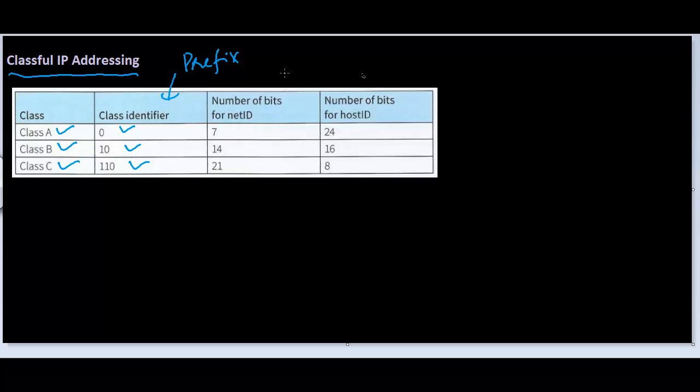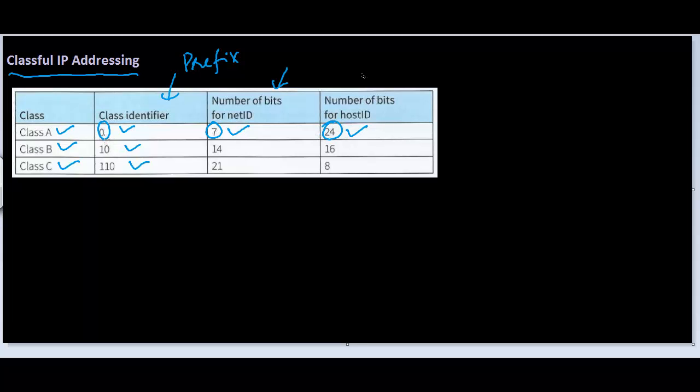Okay, and then we also studied that the number of bits for network in class A are 7, right? The remaining number of bits would be used for the host address, which would be 24. Remember, 7 bits plus this first bit value, which is fixed, would make 8 bits. So 8 bits, and then the remaining 24 bits are used for the host ID.